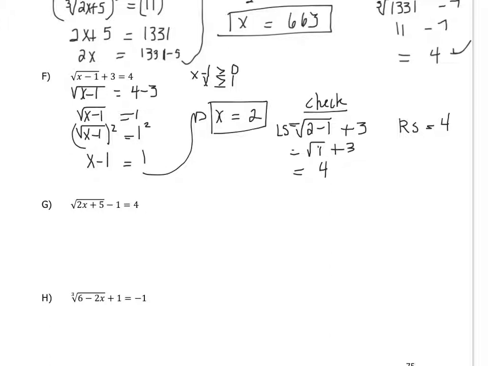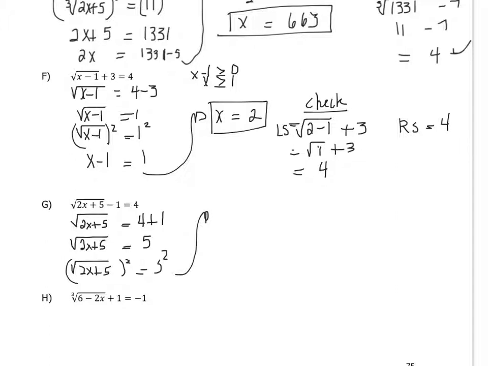Alright, the next one, very similar to f, you just have to isolate the square root by bringing the negative 1 over to the other side by adding 1 to both sides. So this would be the square root of 2x plus 5 equals 5, and then you square both sides. And that's going to give you 2x plus 5 equals 25, 2x equals 25 minus 5, 2x equals 20, and then you divide both sides by 2, and you get x is 10.